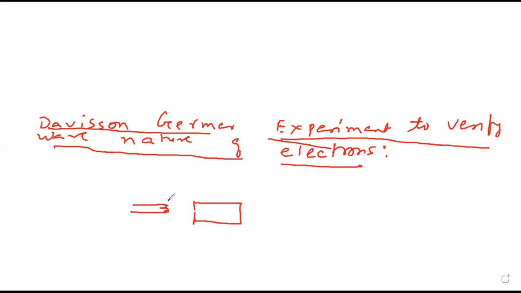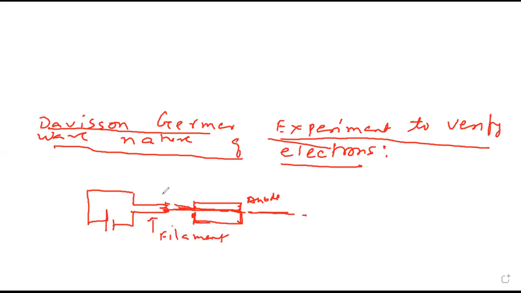These electrons emitted are made to pass through a cylindrical tube having a small opening. These electrons can come out through the opening at the other end in the form of a narrow beam. These filaments are heated by a low tension battery. Now this is called the anode, and this filament, which is actually emitting electrons after heating, is called the cathode, heated by a low tension battery.